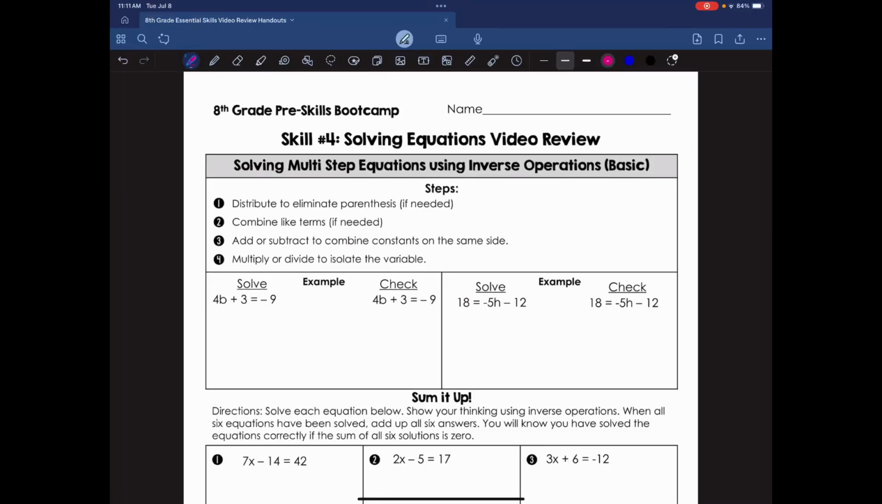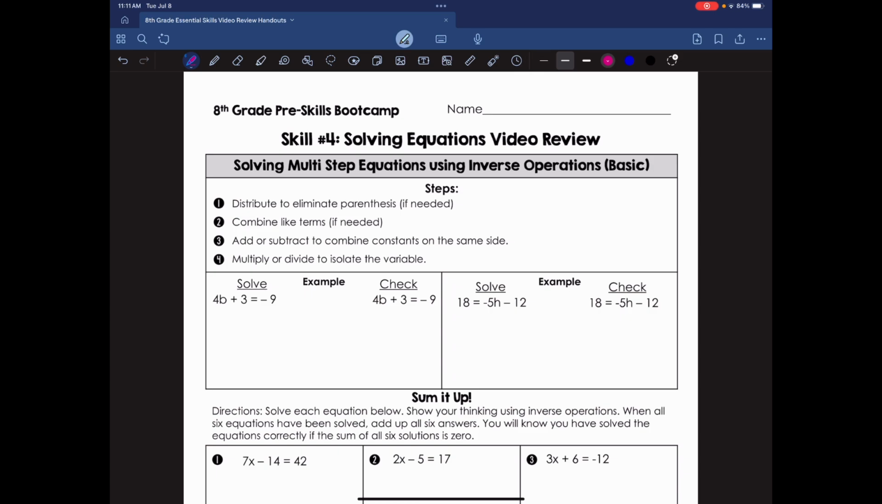Hey there, today we're going to be looking at skill 4, which is solving equations from our pre-skills bootcamp. And in this video, we're going to focus on our basic equations, meaning there's not going to be any distribution involved. There's not going to be any combining like terms. It's really just what do solving two-step equations look like? And then in our next video, we'll get into the more advanced solving.